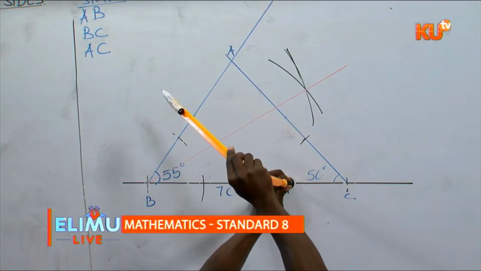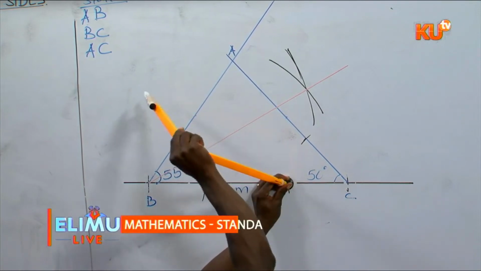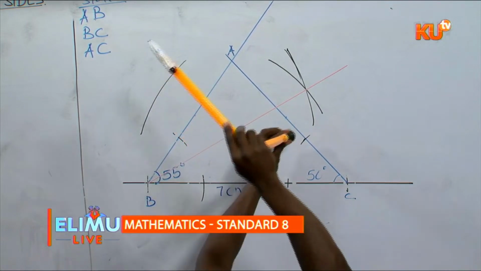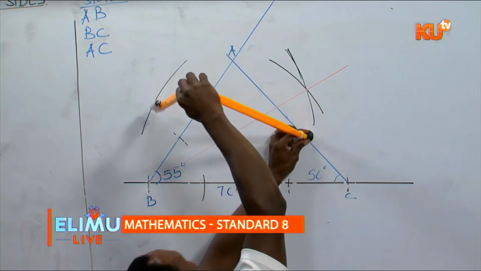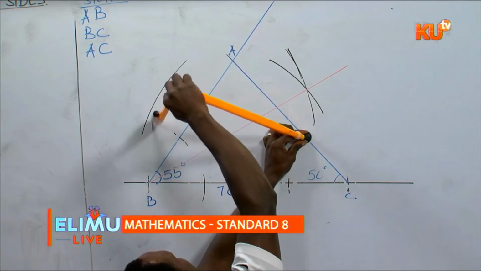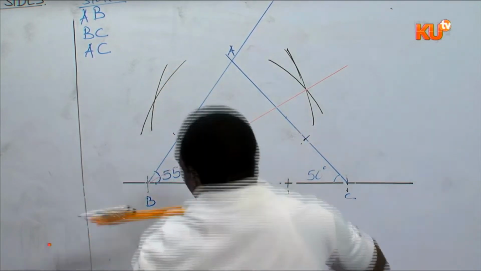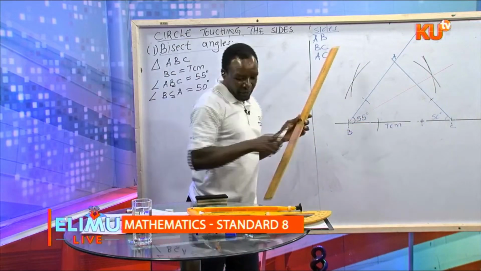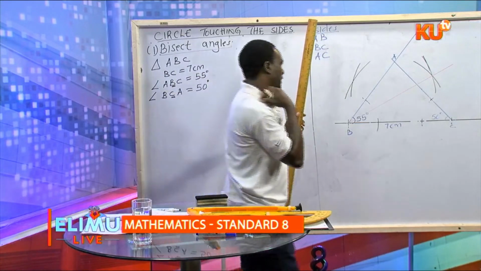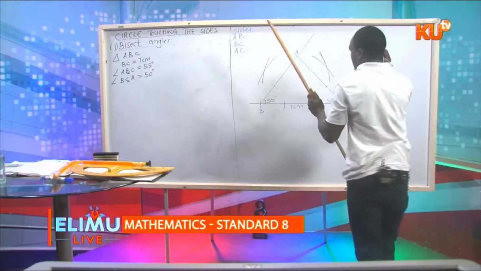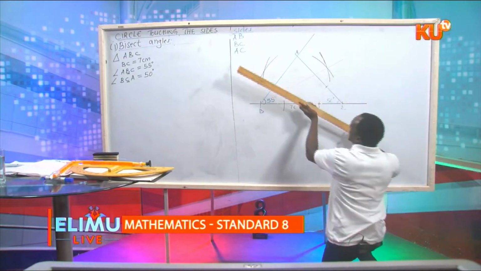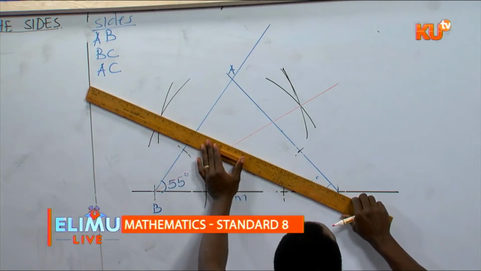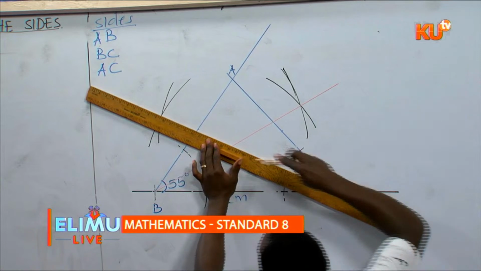Open your compass more outside. Place it there, then from here above, put the point and then cut. After cutting, take a different color, even if it is a biro. Come here, where these lines have met, mark there, and then here on point C, then you draw.